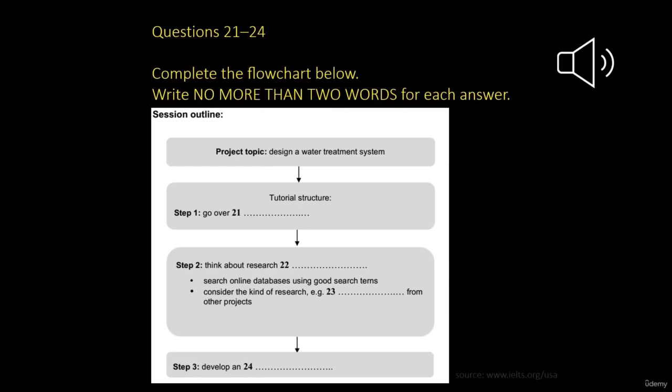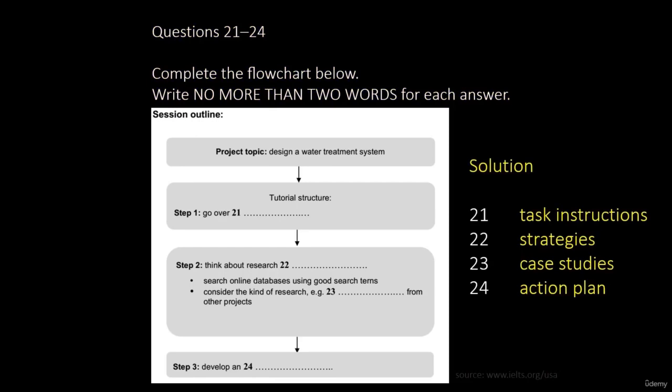Great, we are back, and I hope you got all of them correct. Now we're going to see the answer, and you can check your own answers as well in your book. The first one, which is number 21, is task instructions. Second one is strategies. Third is case studies, and fourth is action plan. Now check in your book if you got all of them correct.